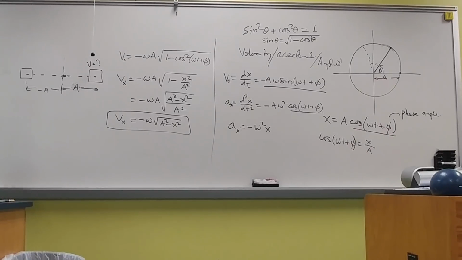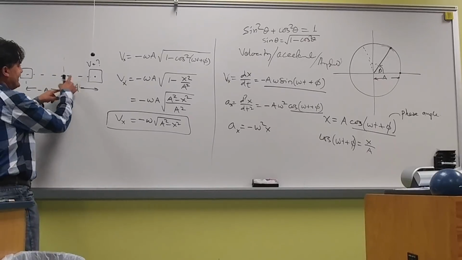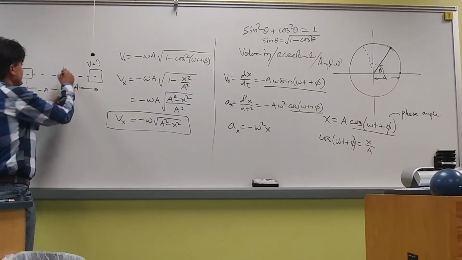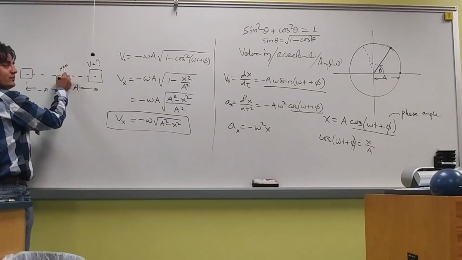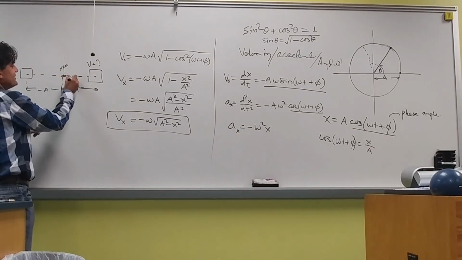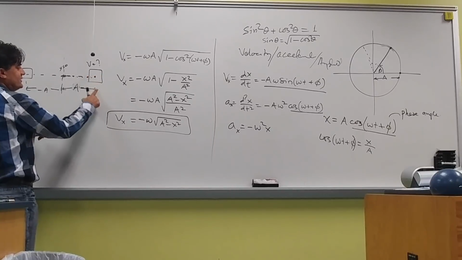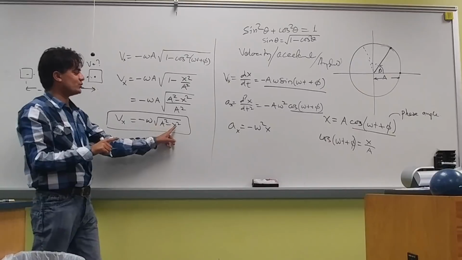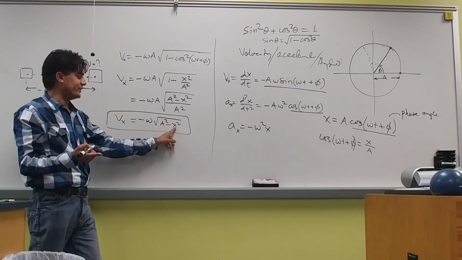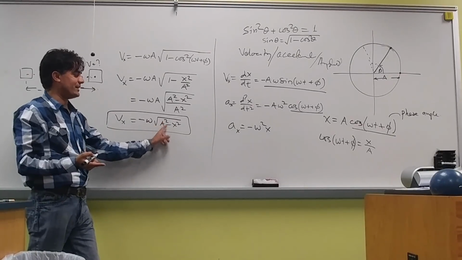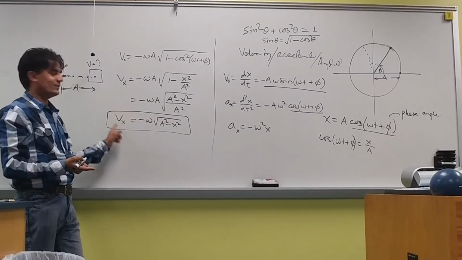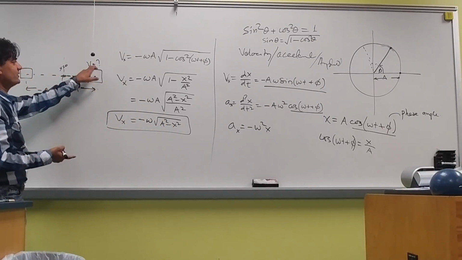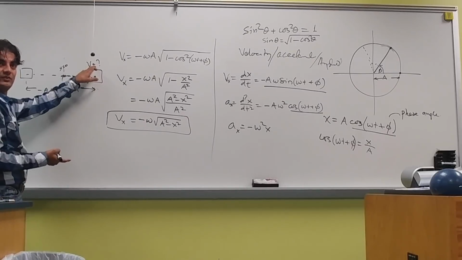Zero, right? Because at this point your x equals A, and this is your x equals 0. And your x keeps on increasing up to a maximum of A, isn't it? So when your x equals A, at the extreme point, A square minus A square is 0. So at the extreme point, your velocity is 0.